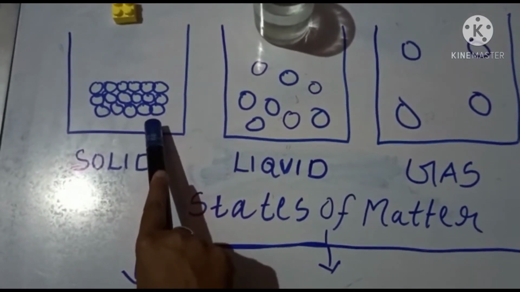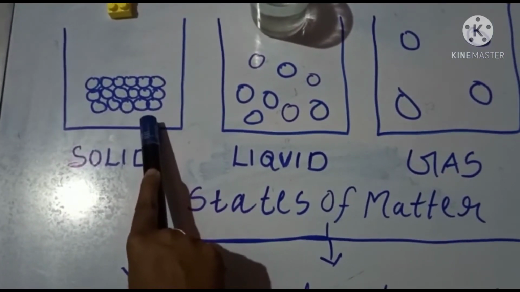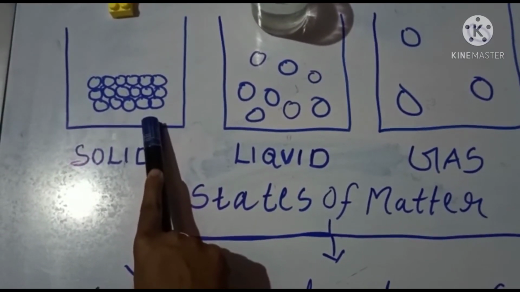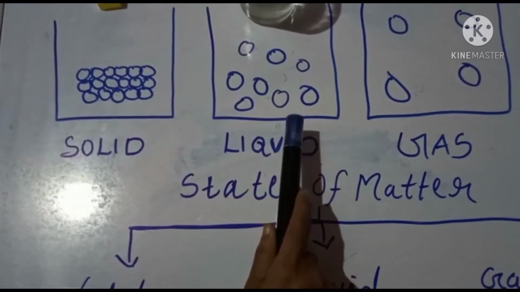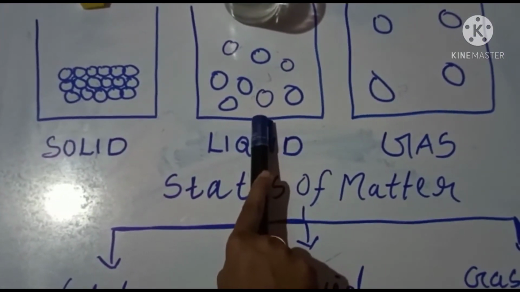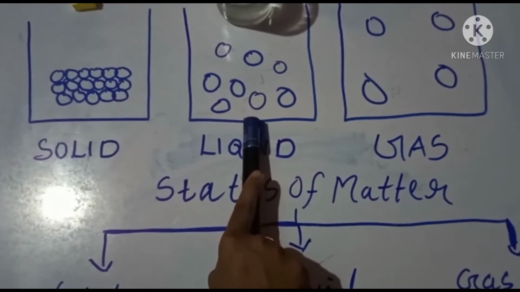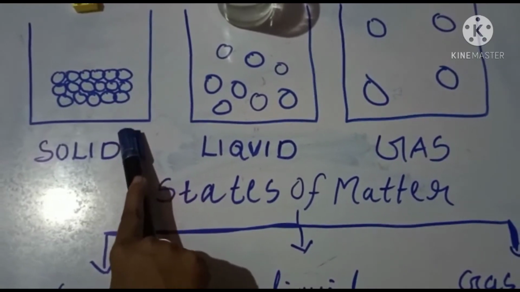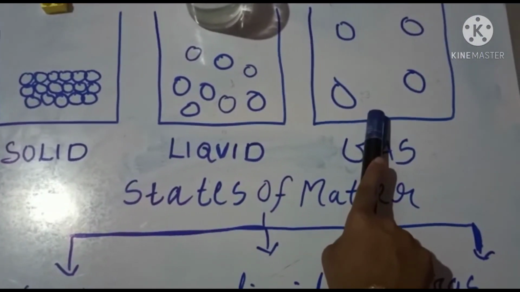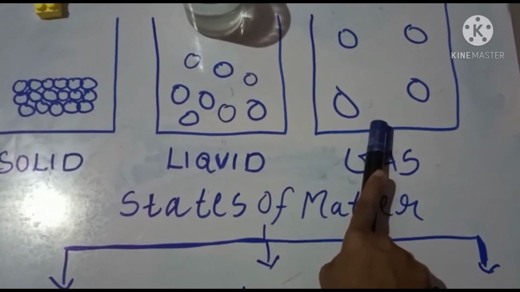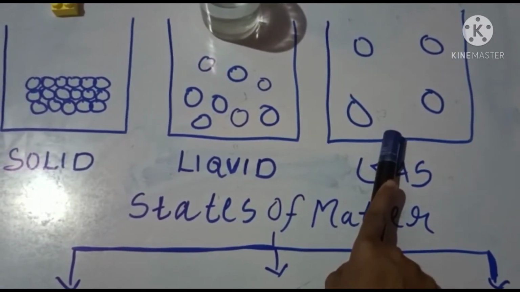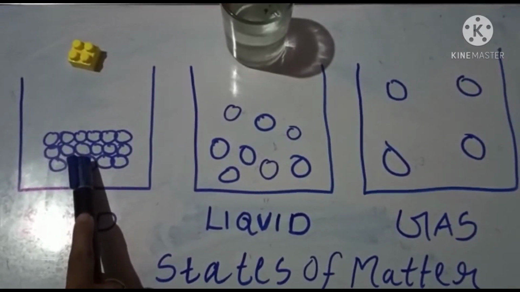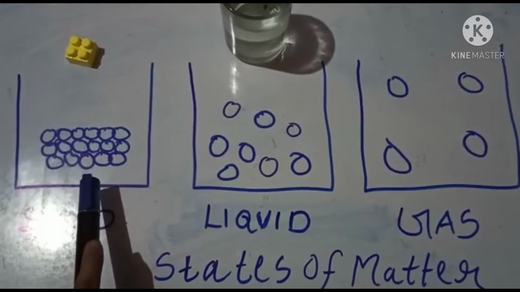In the case of solids, the particles are close to each other and freedom of movement is very low. In the case of liquids, the particles are close to each other, but they can move more freely than in solids. In the case of gas, there is no particular arrangement. The particles can move very fast. Because of this arrangement, they possess some characteristics.